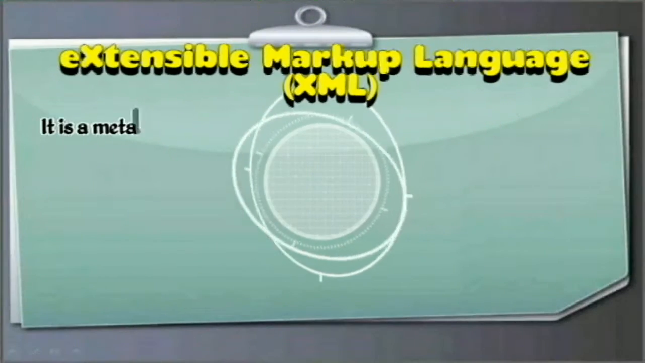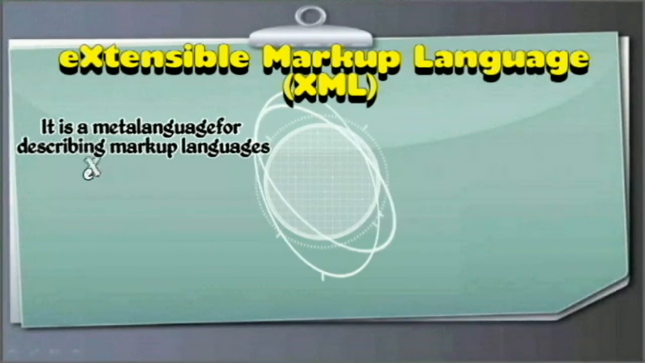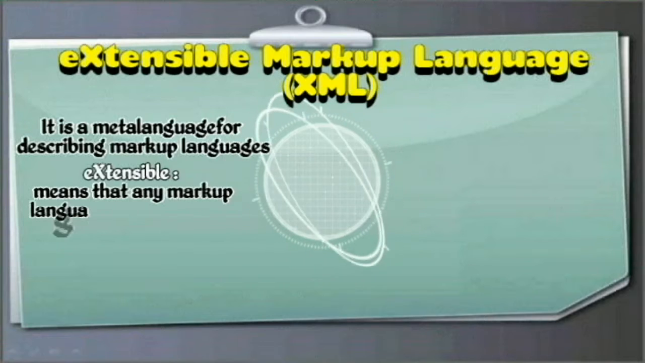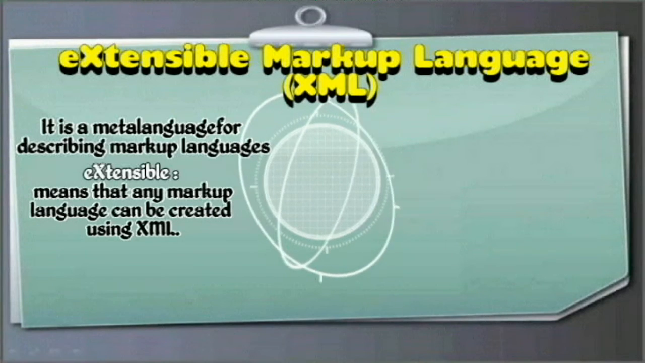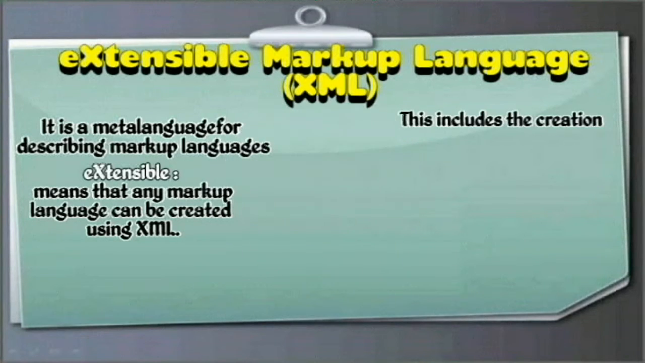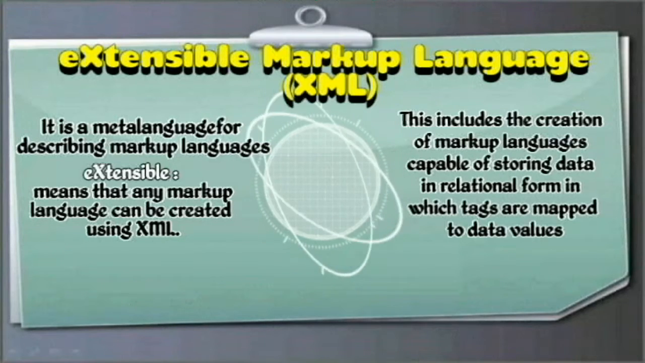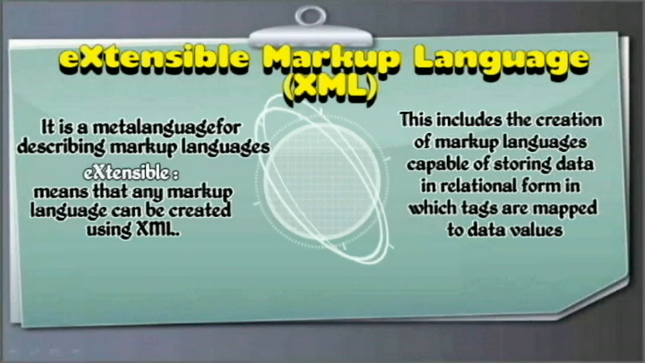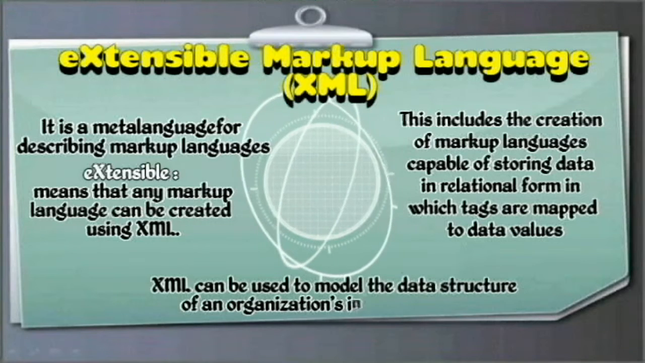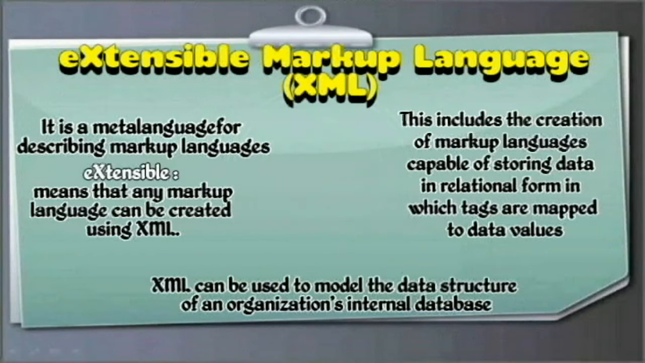XML. XML is a meta-language for describing markup languages. The term extensible means that any markup language can be created using XML. This includes the creation of markup languages capable of storing data in relational form in which tags or formatting commands are mapped to data values. Thus, XML can be used to model the data structure of an organization's internal database.